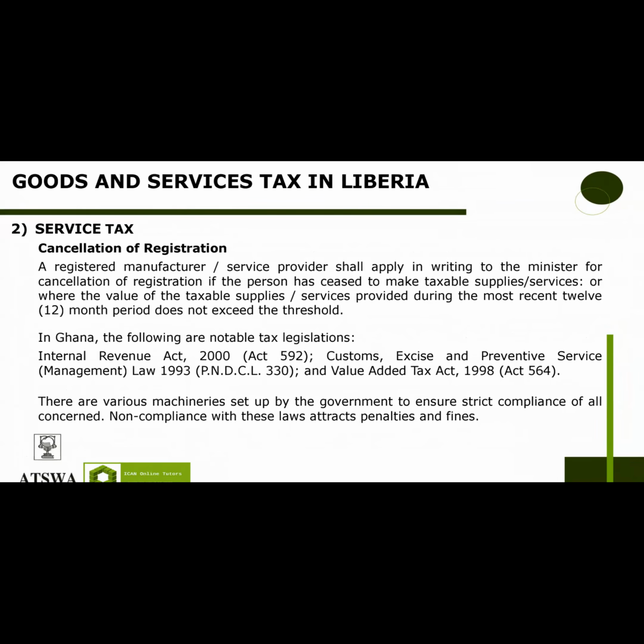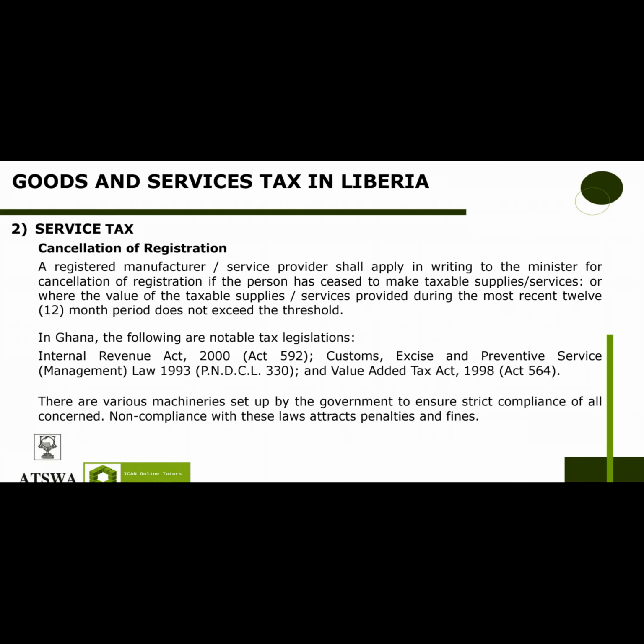In Ghana, the following are notable tax legislations: Internal Revenue Act 2000 Act 592, Customs Excise and Preventive Service Management Law 1993, and Value Added Tax Act 1998. There are various machinery set up by the government to ensure strict compliance of all concerned. Non-compliance with these laws attracts penalties and fines.